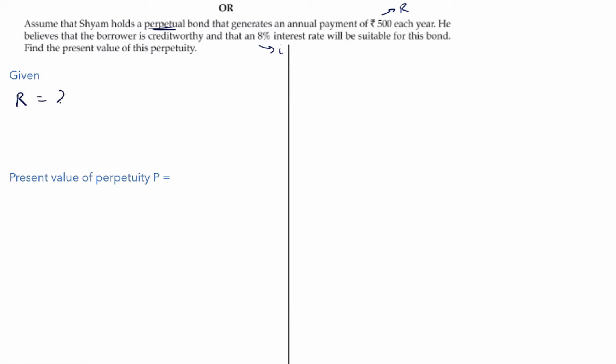Given R is rupees 500, I is 8%. It is 0.08. So the present value of perpetuity is given by R by I, which is 500 by 0.08. It is equal to rupees 6,250.